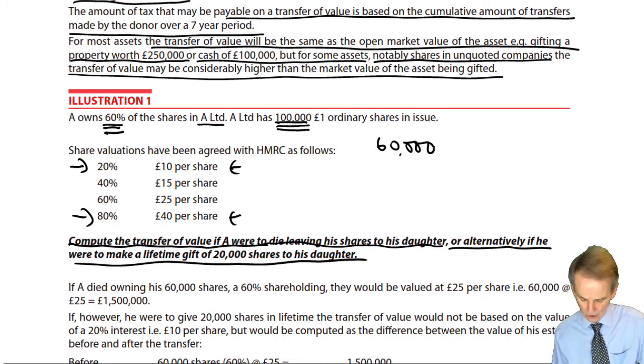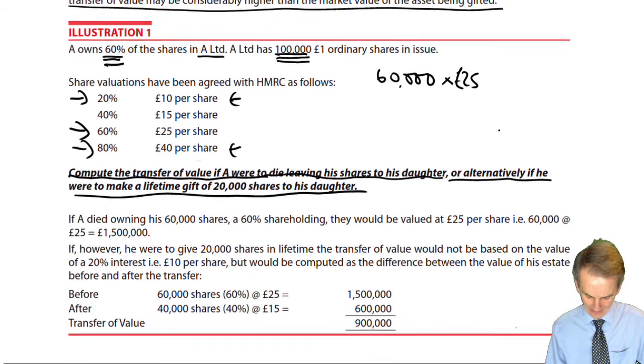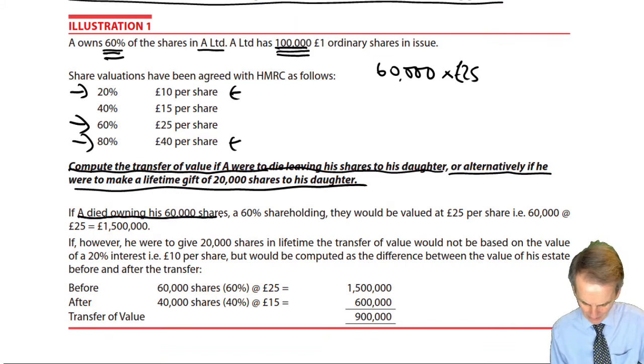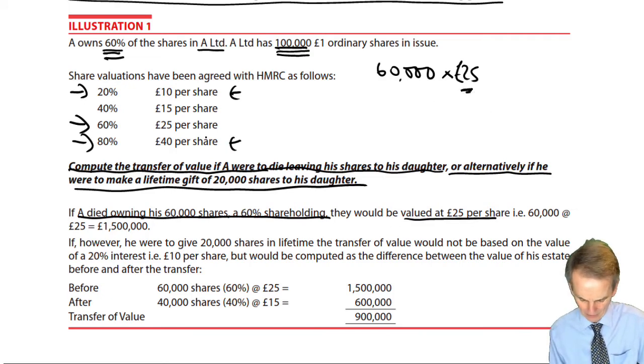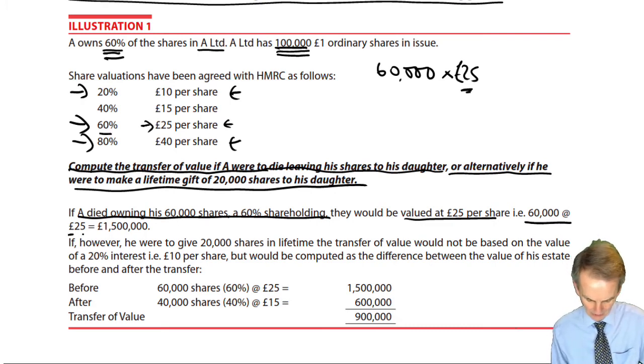What did he have before the transfer? 60,000 shares valued at, what did he have, a 60% shareholding? That, therefore, will be times £25 per share. After the transfer, what has he got? Well, he's dead, so A has got nothing. So the transfer of value is simply the value of the 60,000 shares. That, therefore, means if A died owning his 60,000 shares, that is a 60% shareholding, as we know. They would be valued at £25 per share, as we see there, for a 60% holding. And that means 60,000 at £25 per share would be 1.5 million.